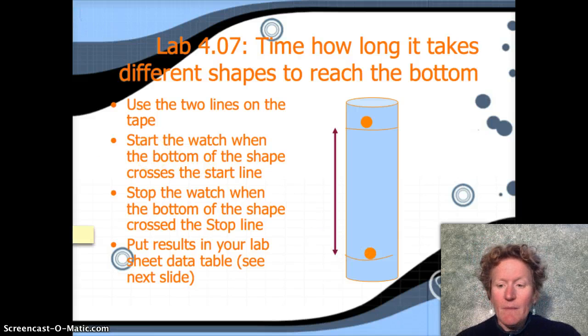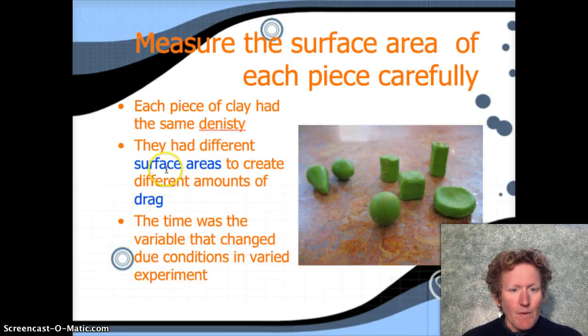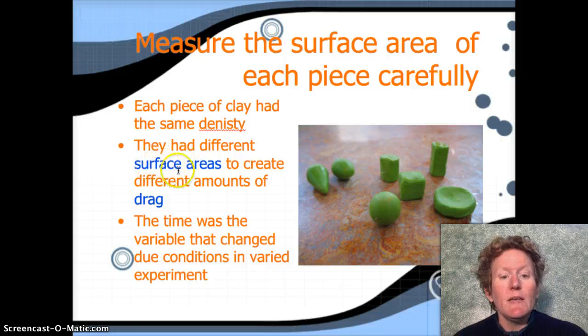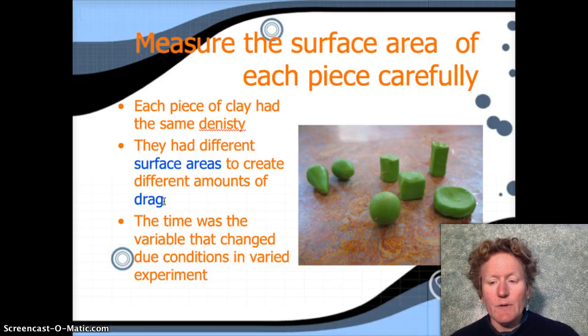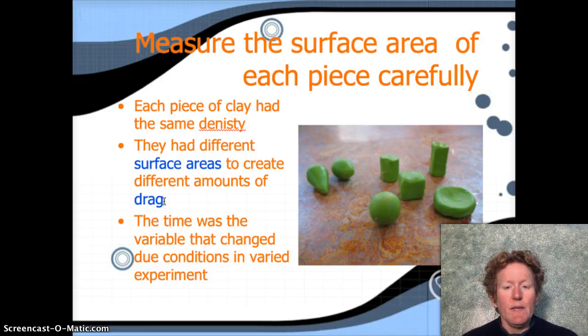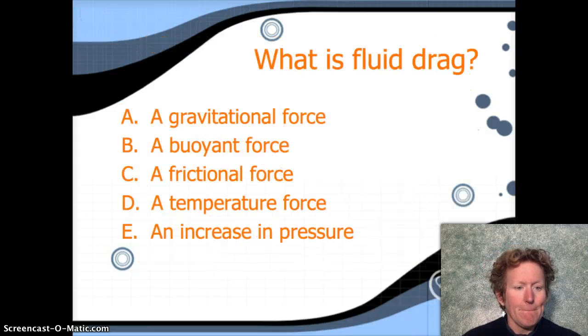If you haven't done that lab yet, you should do that before you take the test. Remember, we were looking at the relationship between surface area of the different shapes and the amount of drag, and that drag slowed the shapes down. The more drag, the slower it went through the tube, and that time was the dependent variable for the experiment.